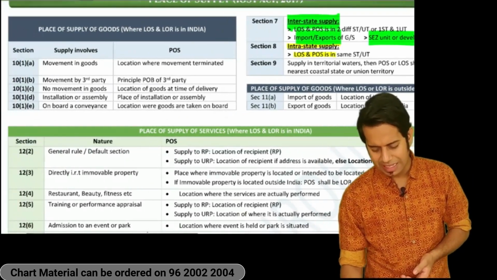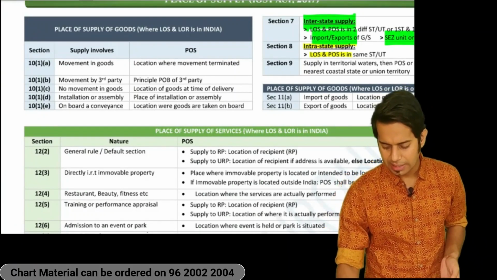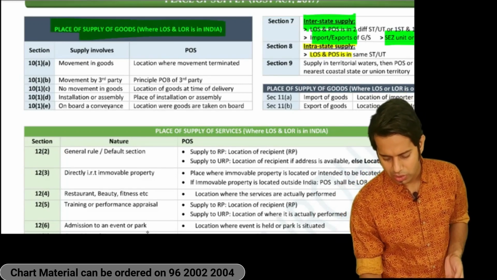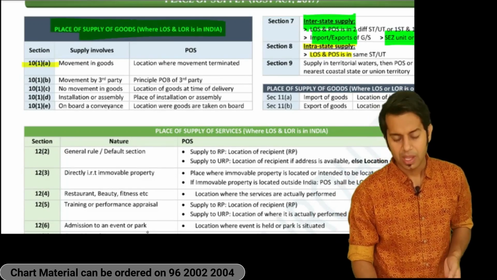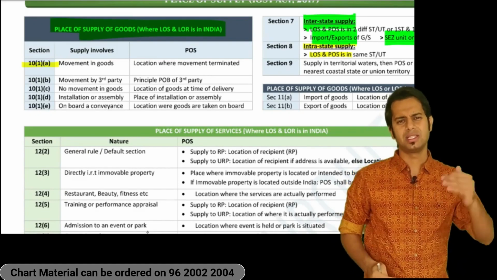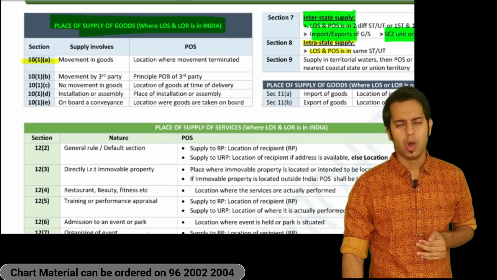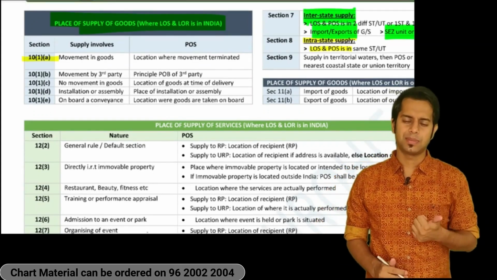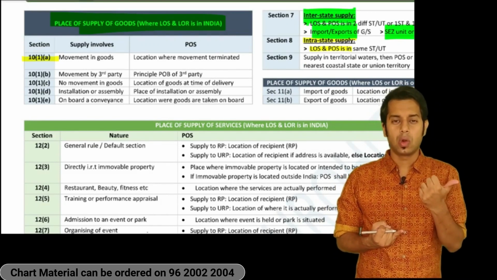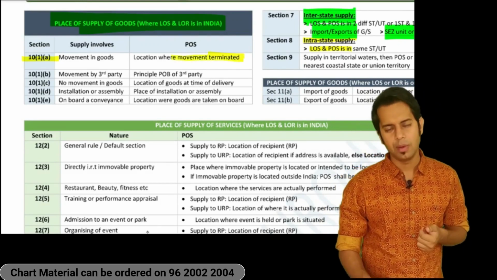Then we have section 10 and section 11, which talk about place of supply of goods. Section 10 and section 11 of IGST Act talk about the place of supply of goods. I'll not tell the subsection numbers, I'll straight away tell the provisions to you. Section 10(1)(a) talks about where movement is there. The location where the movement is terminated will be the place of supply.